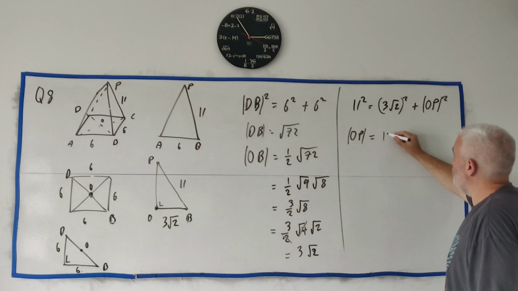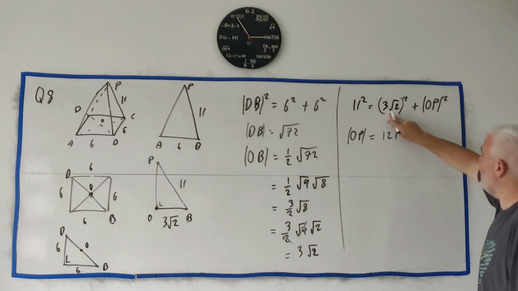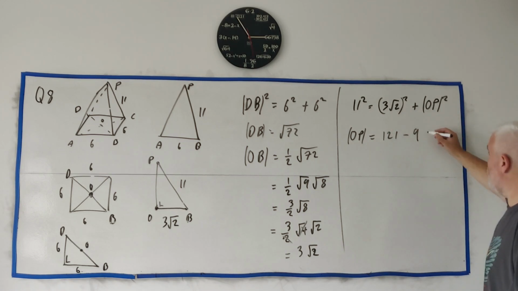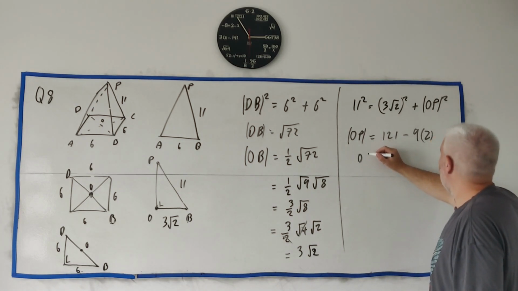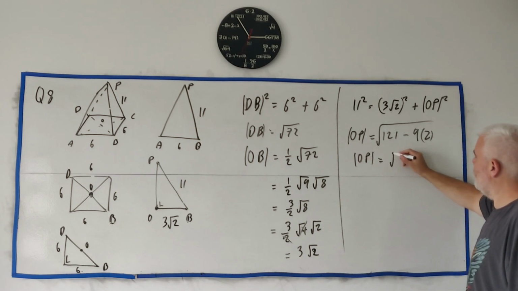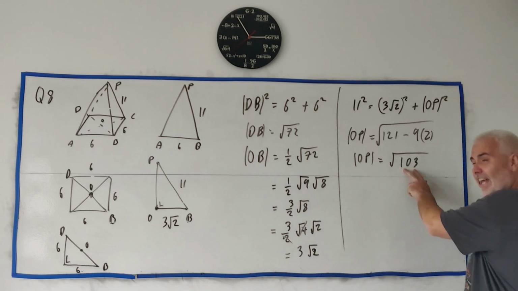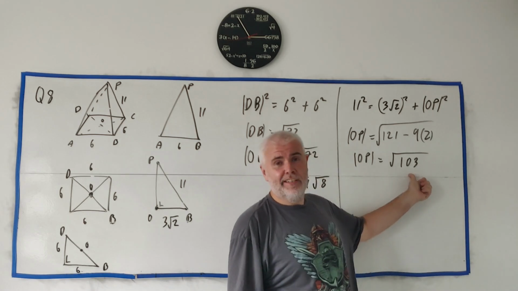is equal to 11 squared is 121, take away 3 squared is 9, and square root of 2 squared is 2, so that's 18. So OP is equal to the square root of 103. And I can't think of any number that goes into that, and I used the calculator and double checked. No number goes into that.